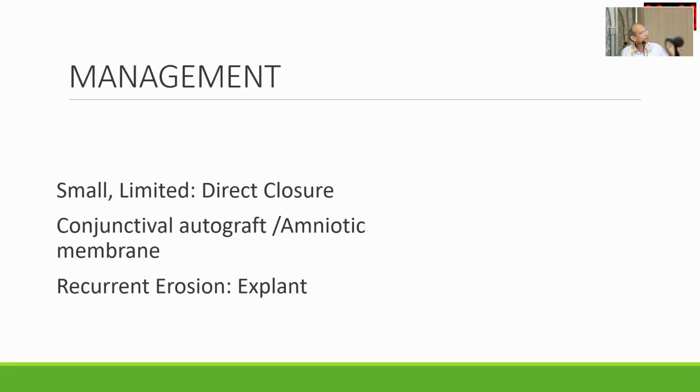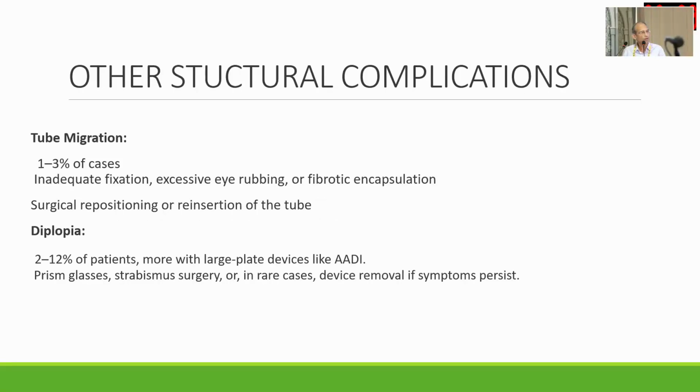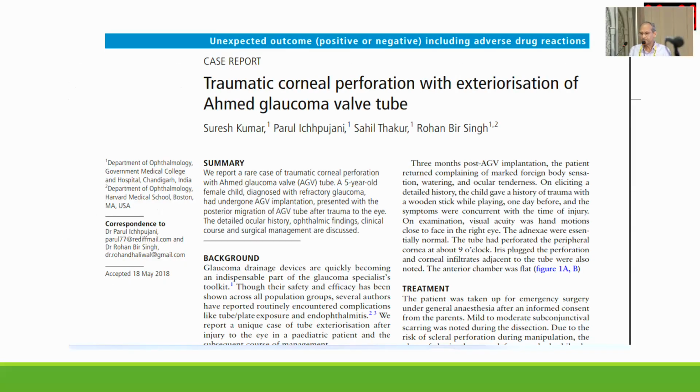If it is small conjunctival erosion, we can directly close it, or sometimes we have to use conjunctival autograft from the same or the other eye of the patient, or amniotic membrane can also provide a good cover. And if it is recurrent, then probably we have to explant, because there is risk of endophthalmitis, which is a more serious problem. Tube migration can occur in 3% of cases. Surgical repositioning of tube is required. Diplopia can occur especially with Baerveldt or ADI. It's less common with Ahmed, but most of these patients can be managed with prisms only.